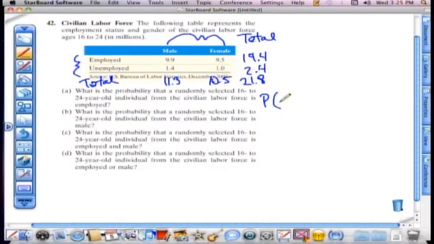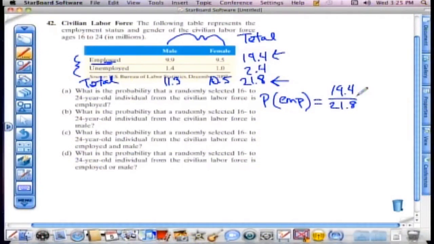Okay, well, how many people are employed? So you look at your employment category. There are 19.4 million employed. I'm going to write probability employed, abbreviated. So we have 19.4 employed out of the 21.8 million total. Notice the number employed doesn't designate whether they're male or female, and that number is 0.890. These are kind of nasty fractions even when you simplify them, so let's stick to decimals.